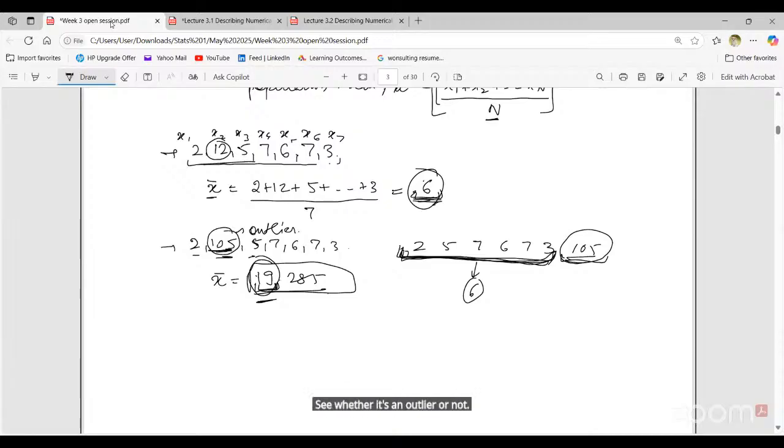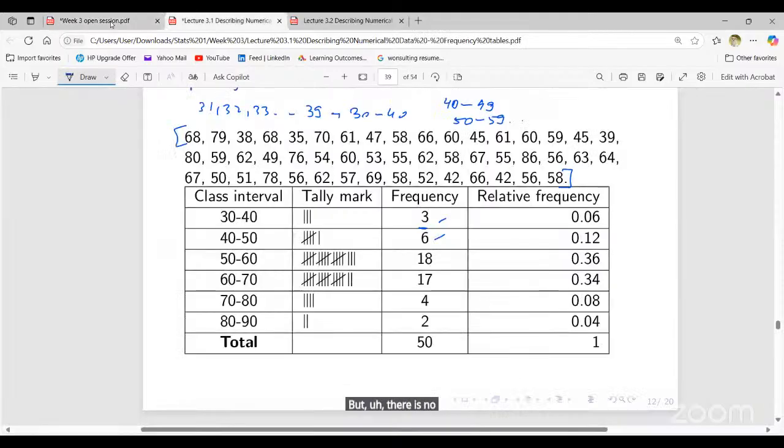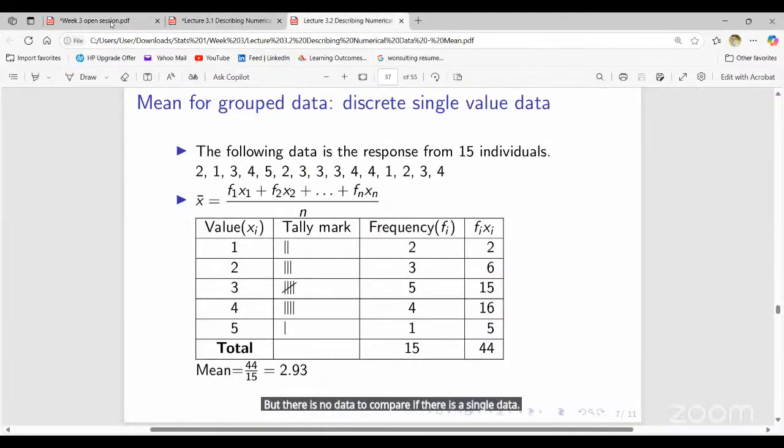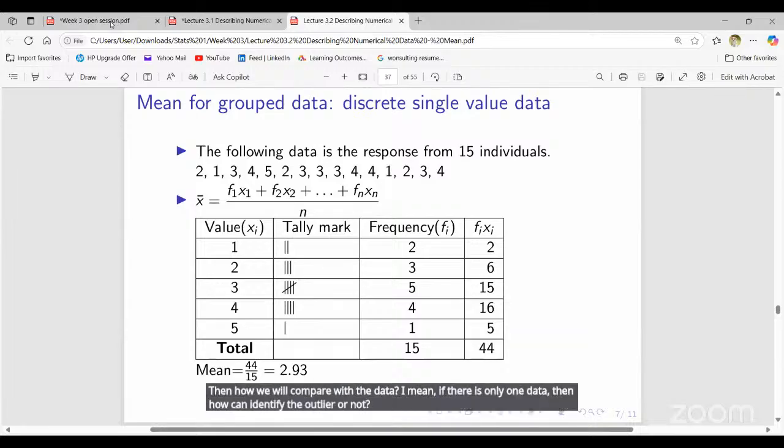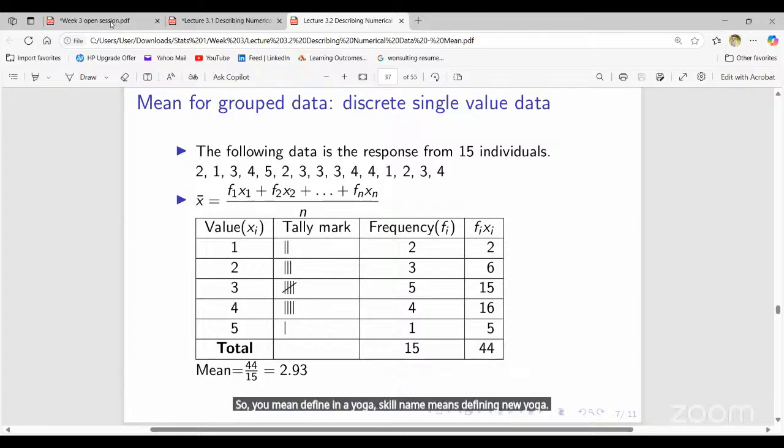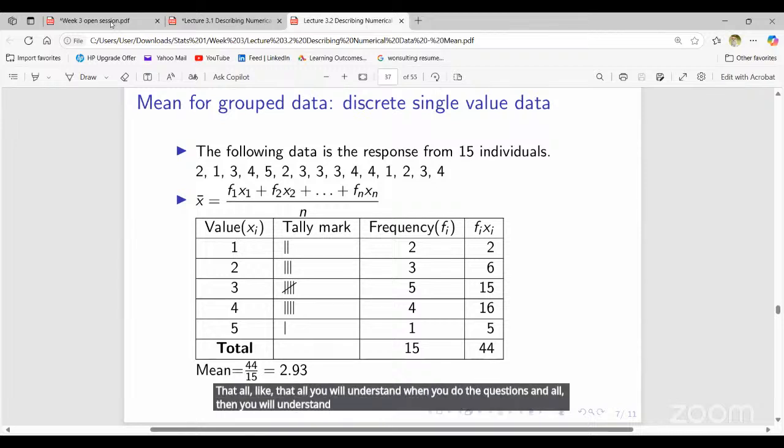Ma'am, if there is no data to compare, if there is only a single data point, how will we identify the outlier? Without comparing, the mean would not even be defined. The mean would not be defined. You will understand this concept better when you do the questions.